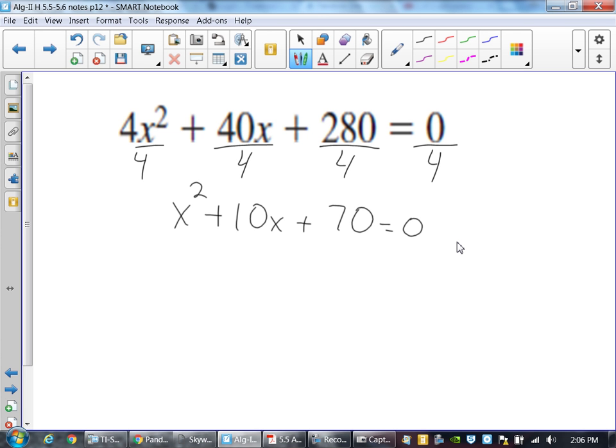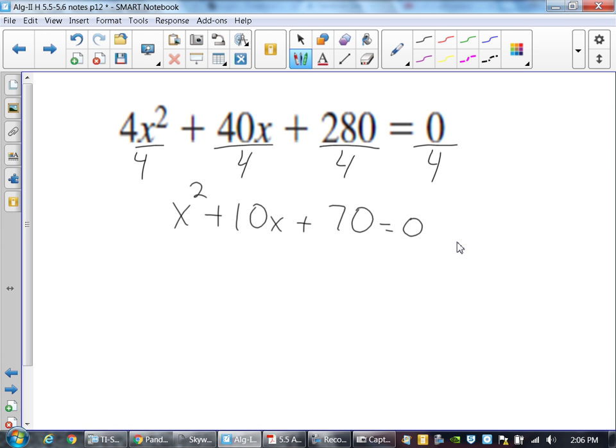Yeah? What if the A value is a different number? Like, if it was like 3x squared and the rest of it didn't work, would you just do this? You can still do that. You can still divide everything out by the A value and work, but there's a better method when it's like that. And we'll talk about it.